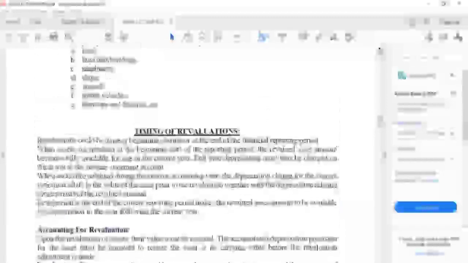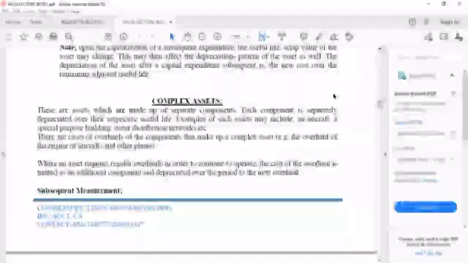Okay, we also look at the subsequent measurement. Let's look at the subsequent measurement. Let's look at another part. Do you know what we call complex assets?